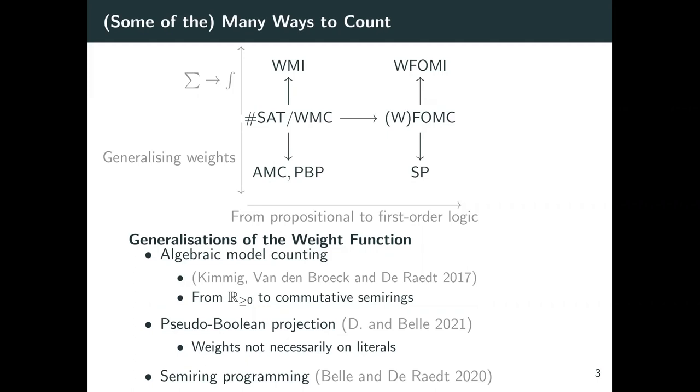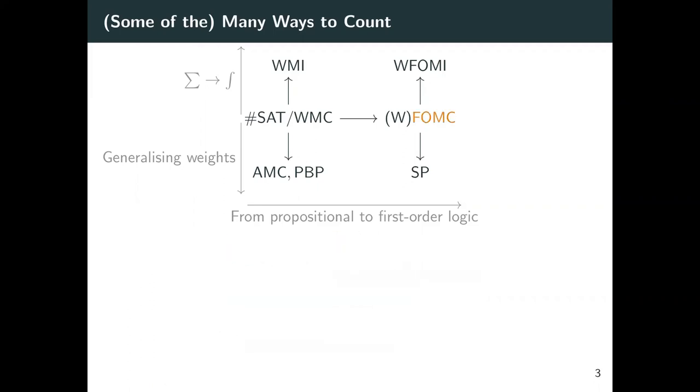With my own previous work on pseudo-Boolean projection, we consider defining weights that are not directly tied to literals, so they can be more succinct in special cases where that's convenient for a problem. And semiring programming is a formalism that attempts to combine all three of these things. So it supports arbitrary semirings and first-order logic, and also considers various definitions of weights that are not just on literals or on predicates. So in this talk, I'll focus on first-order model counting, particularly the unweighted variant, although everything extends to the weighted variant as well.